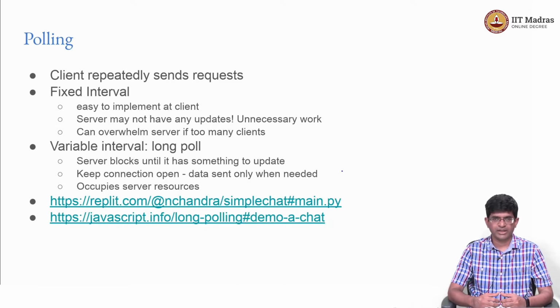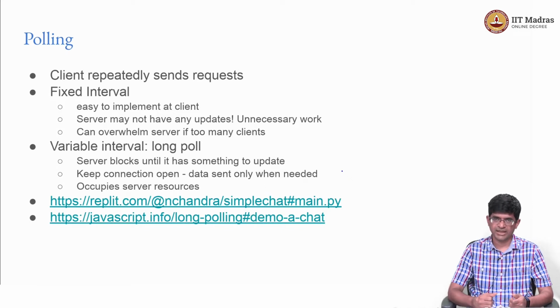The alternative is something called a variable interval or a long poll, right? In a long poll, the client connects to the server and asks for any update, and the server doesn't respond. What happens when the server doesn't respond? The client waits. It waits and it waits until it finally gets a response. The good part about it is the client is not repeatedly hitting the server asking for updates. The bad part is once it connects, it's not disconnecting.